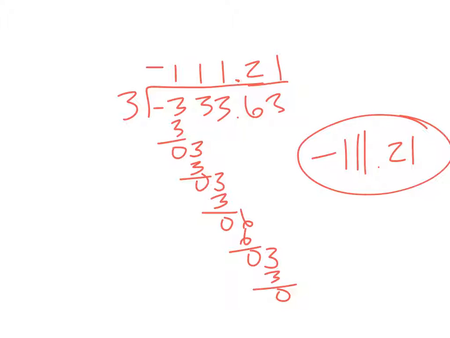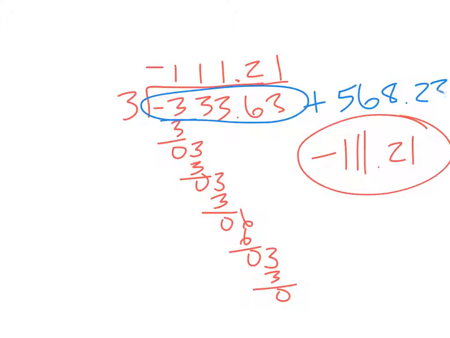So we already added the 3 stocks. We just need to do what? Add the 4th one to it and then divide by what? 4, because now we have 4 stocks instead of 3. So we're going to take that 333.63 and add 568.23.